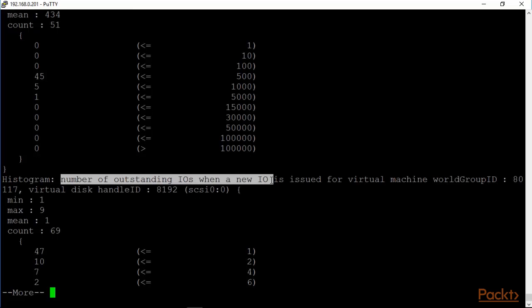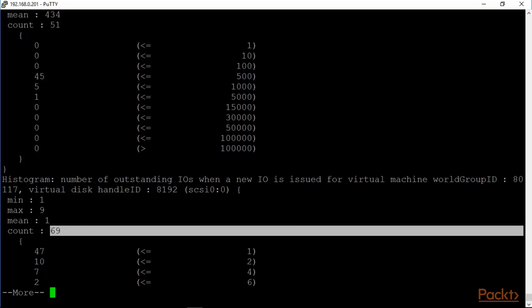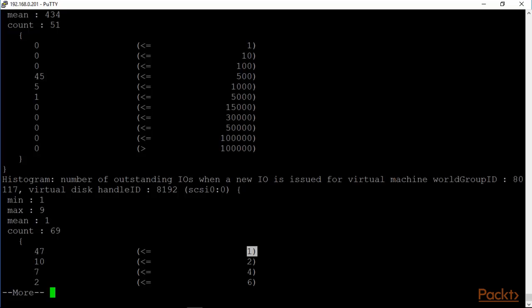outstanding IOs. So this is also very useful in looking at whether the storage array is being overwhelmed by the I/O coming from the virtual machine. You can see that 47 out of 69, there was only one outstanding I/O that was still pending when this was issued.